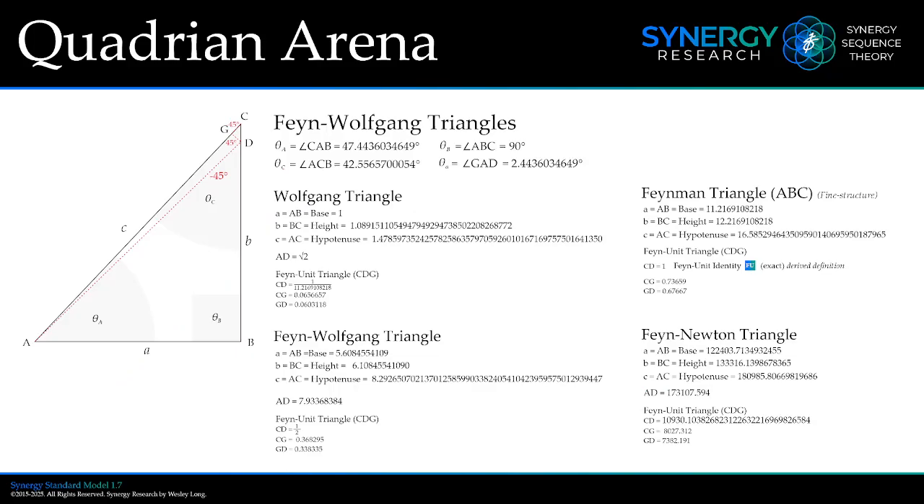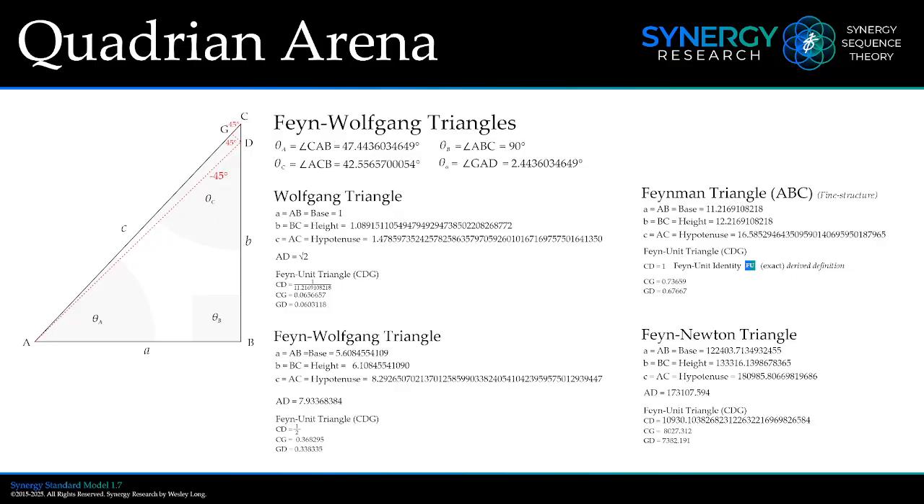Here we see the final elevation of the Quadrian Arena's geometric system, a full family of symbolic triangles, each one a resonant structure built from angular symmetry, numeric precision, and physical meaning. This slide doesn't just complete a model. It declares a taxonomy of triangles, each with a role, a purpose, and a constant encoded within.